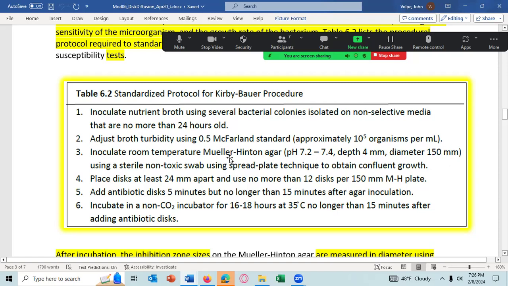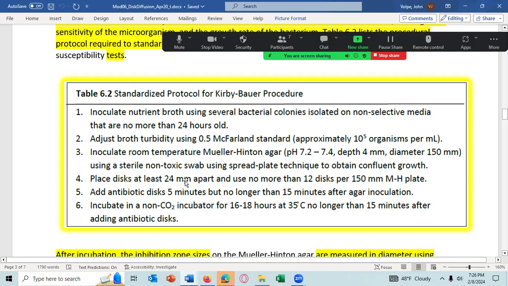You put the bacteria on the agar plates with a non-toxic swab using a spread plate technique. And you do this, put the bacteria everywhere, so the bacteria will grow in a lawn of bacteria, meaning the bacteria is growing everywhere. And then 5 minutes after placing the bacteria on the agar, you allow the plate to sit for 5 minutes so that it can absorb the liquid of the media.